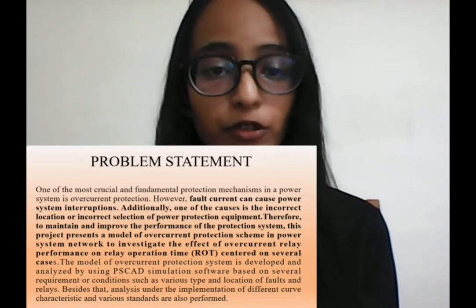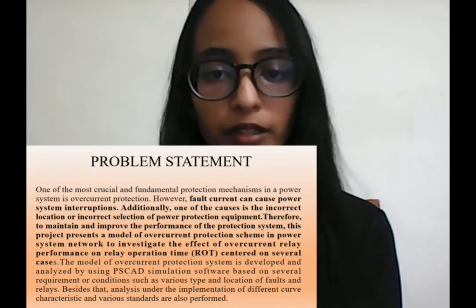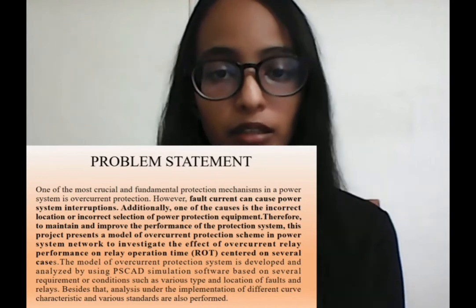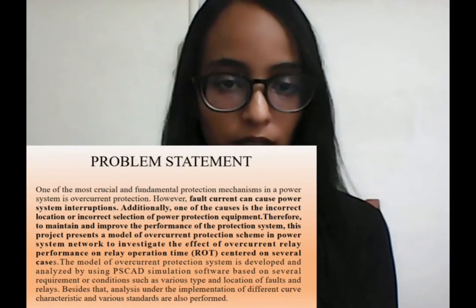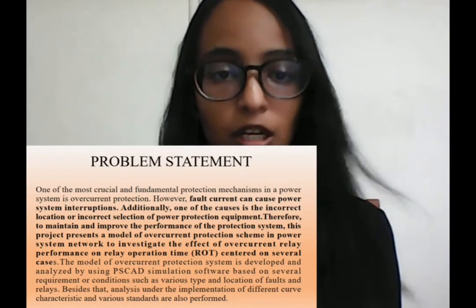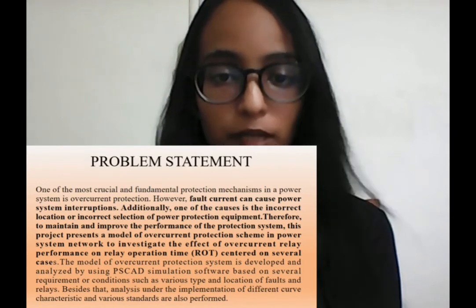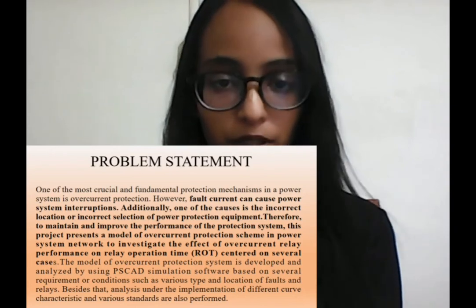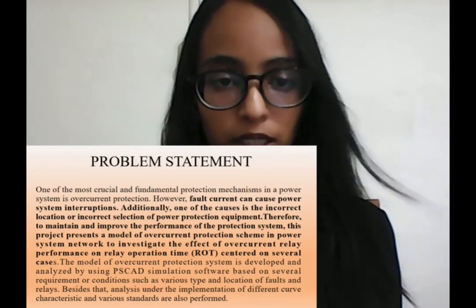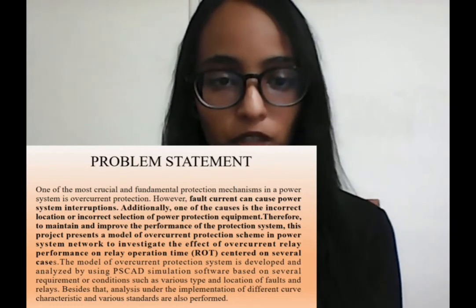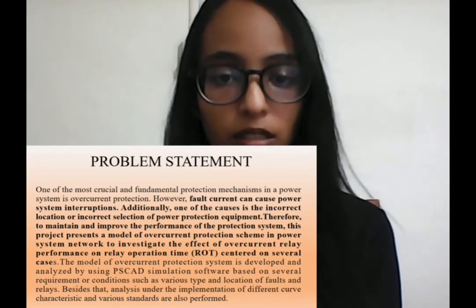So one of the most crucial and fundamental protection mechanisms in a power system is overcurrent protection. However, fault current can cause power system interruptions. Additionally, one of the causes is the incorrect location or incorrect selection of power protection equipment. Therefore, to maintain and improve the performance of the protection system, this project presents a model of overcurrent protection scheme in power system network to investigate the effect of overcurrent relay protection on relay operation time centered on several cases.